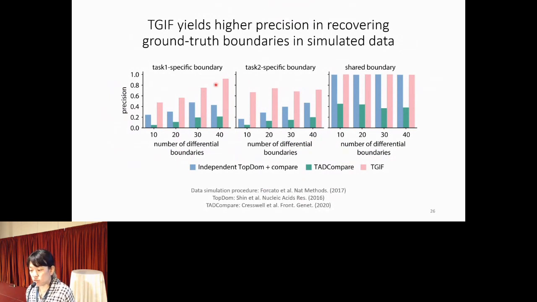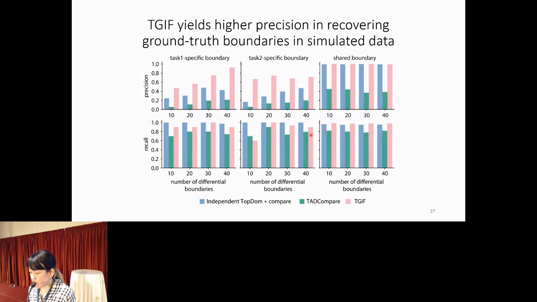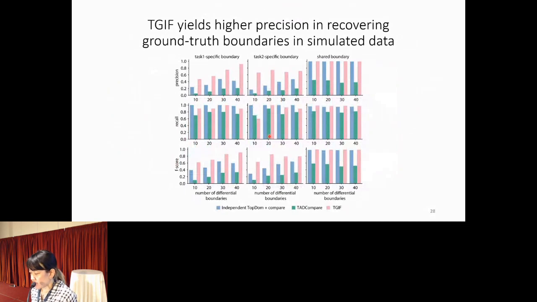And we did this for different types of boundaries, so task-specific boundaries, as well as static shared boundaries, as well as across how distinctive the two input TAD sets were in the simulated data, which is measured by this number of differential boundaries. And we find that TGIF has the highest precision across all those settings, both in task-specific boundaries, shared boundaries, and across different degrees of task distinctiveness. We see that there's a slight decrease in recall compared to other methods in all but one comparison task. And overall, TGIF has the highest F-score in recovering differential as well as shared or static boundaries in simulated data.